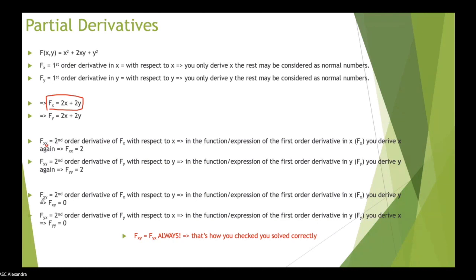So let's say if you have f of xy, in this case it means that you derive y in the first order derivative of x. So you will derive y in this expression, but not both of them. And the other way around as well. So fy of x, it means that in the first order derivative of fy, you will derive x. So in this case, the result's going to be 0.